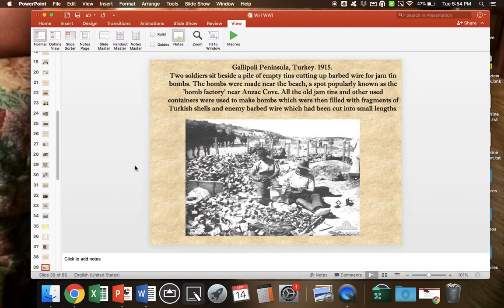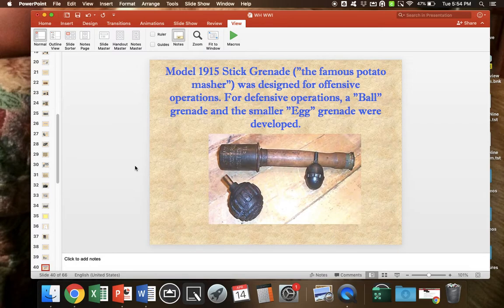And this will be a look at the weapons. This is Gallipoli, and this is soldiers making bombs. And then this is just this factory bomb. They're putting inside of these old jam tins or inside of tin cans any kind of metal, old shells, barbed wire, nails, anything that they can put in there to explode. So that, in essence, is what we would probably refer to as a pipe bomb. So they're actually making pipe bombs.